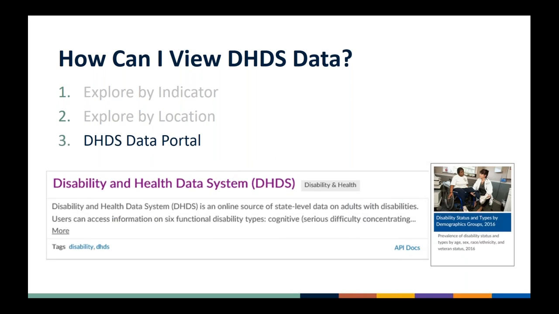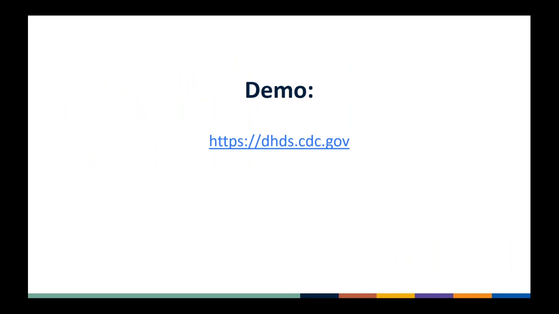And finally, the third way, the DHDS data portal, allows you to create your own DHDS data set, customize data visualizations, and download data. For the demo today, we're going to focus on the first two ways, explore by indicator and explore by location. We're going to cover the DHDS data portal in more detail on the next webinar. I'll now turn it over to Alyssa to demonstrate.